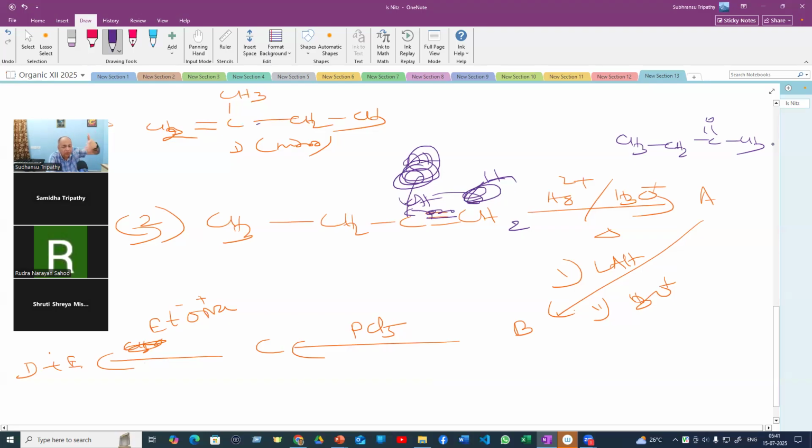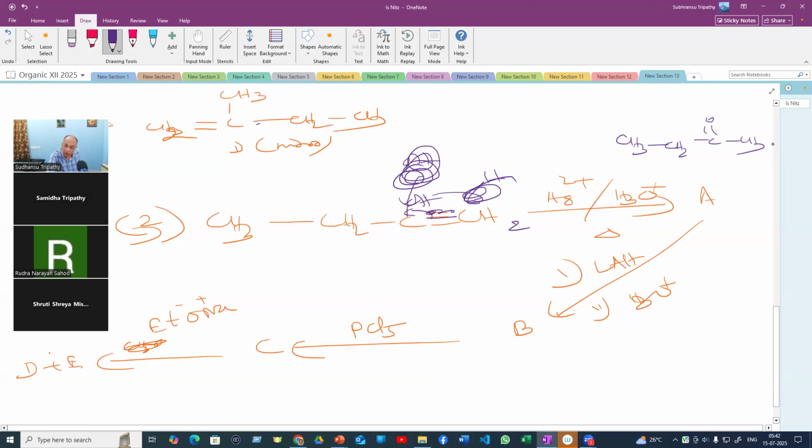Since it is anti-Markovnikov addition, hydrogen will be joining because hydride is more negative. It is going to the inner carbon, the second carbon, and the boron with Cy2 will be joining in the terminal one. So you can't make a double bond into a single bond. It will remain as such.